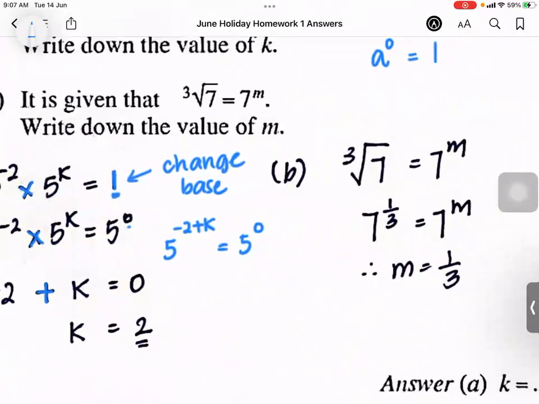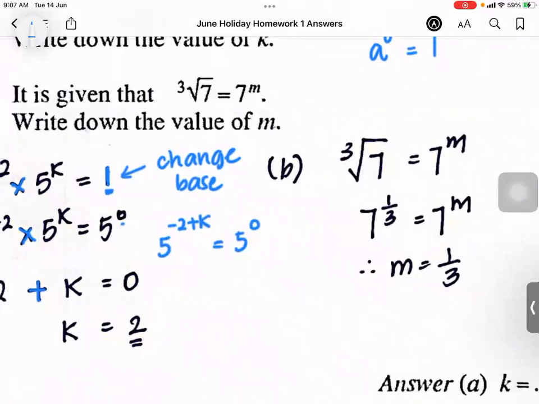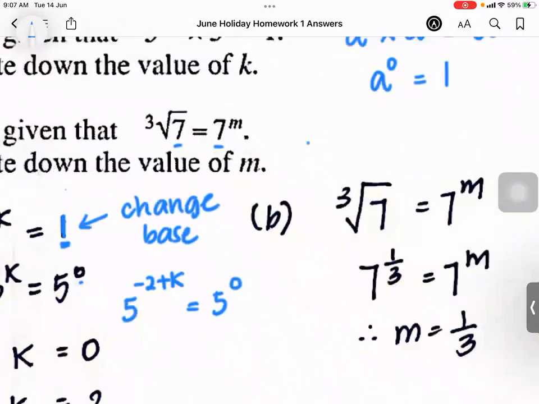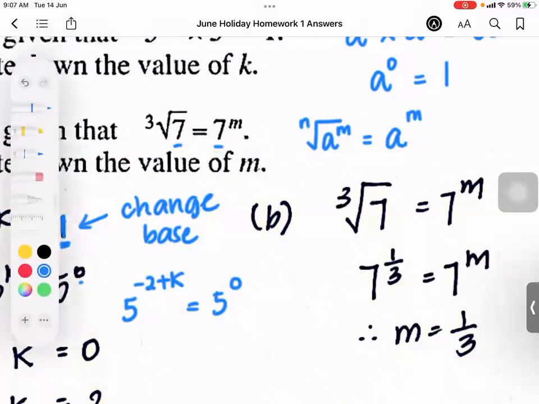Next question, part B. Given this one over here, I have 7. You notice they are all base 7, but then this one is to the power of root, right? So we have to know this power. Anything to the power of root, let's say a to the power n, the root means the power becomes a fraction. The base is still base a, the power is m. Now it says this is the root, root 3, root 2, root whatever number. It will change to be divided by the power n.